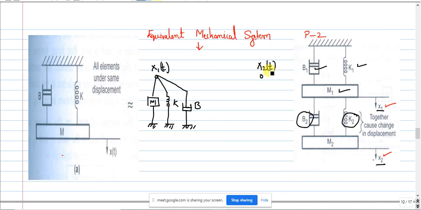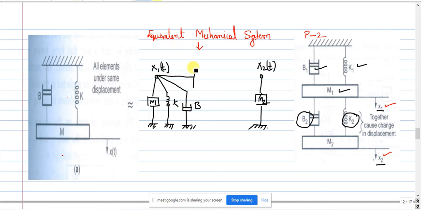So under x2 only m2 is getting acted. So what I will do, I will represent m2, and the same will be grounded. Now the common element, step number 5, remember step number 5, the common element which is subjected to both the displacements will be written in between x1 and x2.